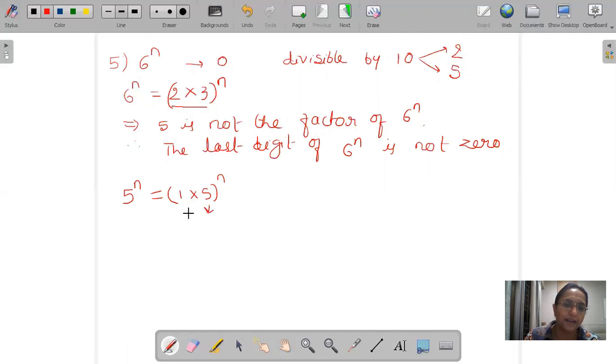Here 5 is there, but 2 is missing. Again, it is not divisible by 10. Therefore, it does not contain the last digit 0. Similarly, they may give 4 raised to n. What are the factors of 4? 2 raised to n. Again, it is not divisible by 10. So, it does not contain the last digit 0.